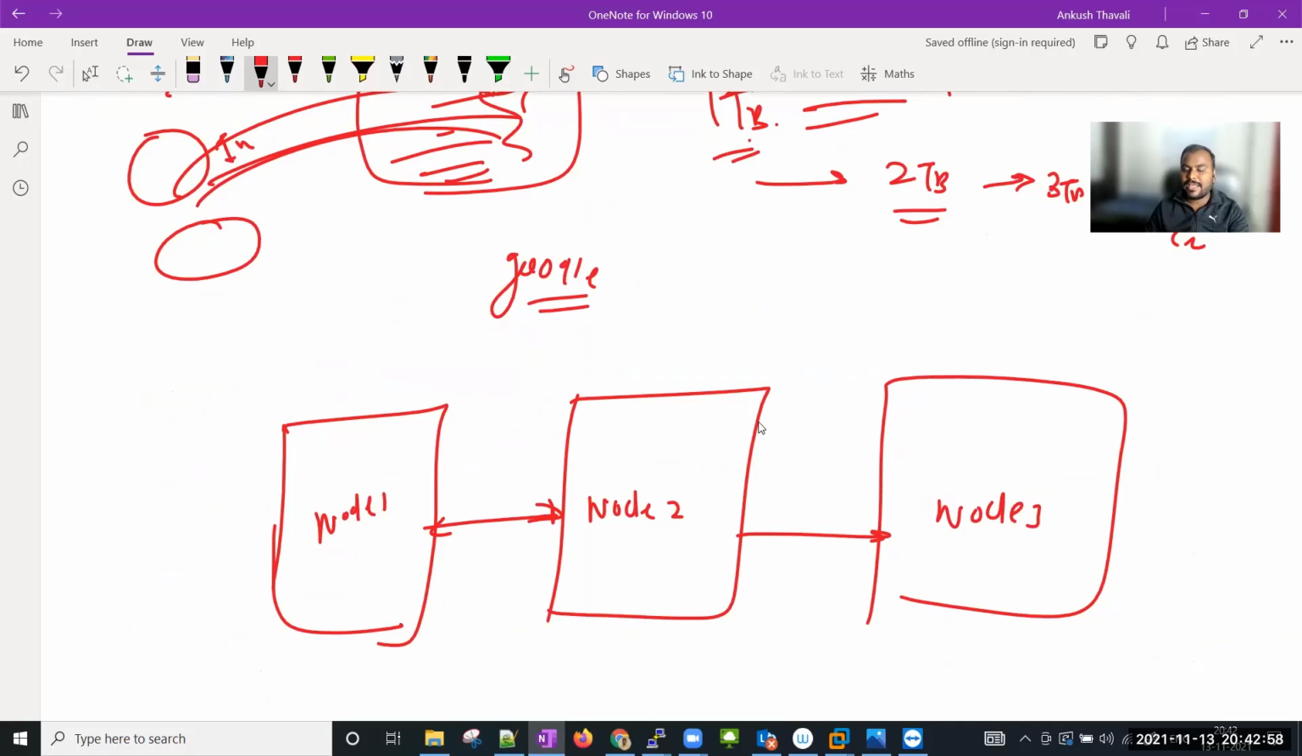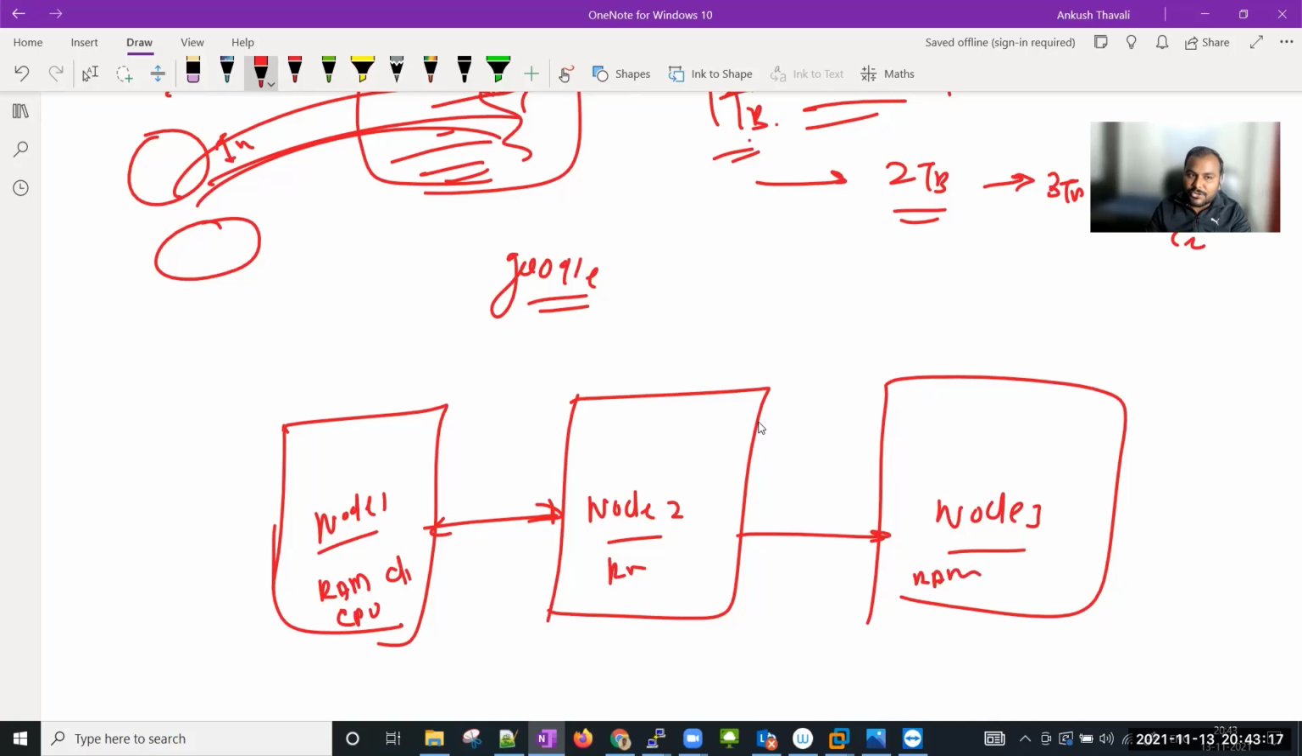Every node, if I take a layman example, you can call it computer 1, computer 2, computer 3. Every node will have its dedicated RAM, dedicated CPU, dedicated disk. Every node has its own RAM, here also RAM will be there.